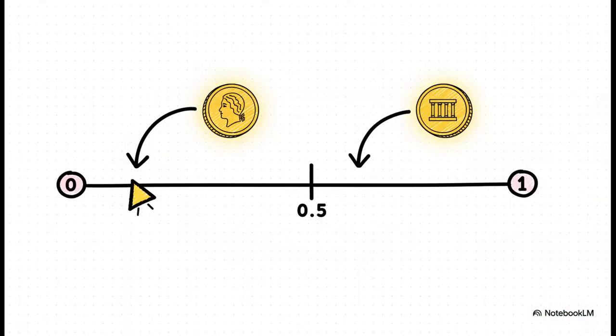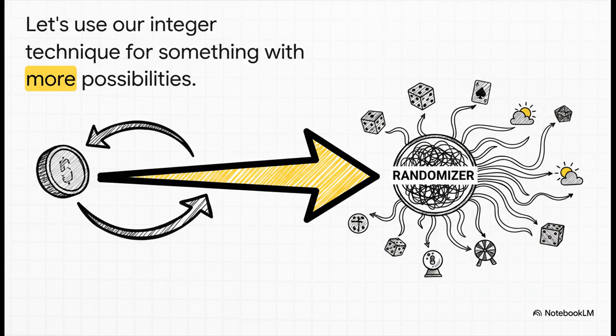Okay, the most basic example is a coin flip, a classic 50-50 shot. We don't even need our fancy die formula for this. We can just use our original Math.random number. Since it's between 0 and 1, we can just say, hey, if the number is in the bottom half, less than 0.5, we'll call it heads, and if it's in the top half, we'll call it tails. Easy as that. But a coin flip is just the beginning.